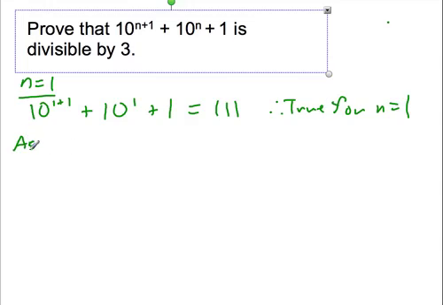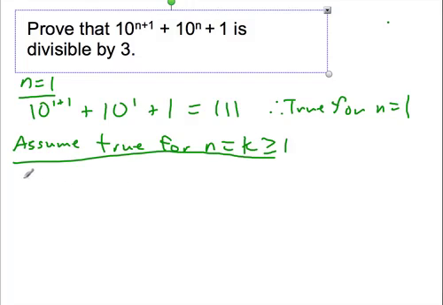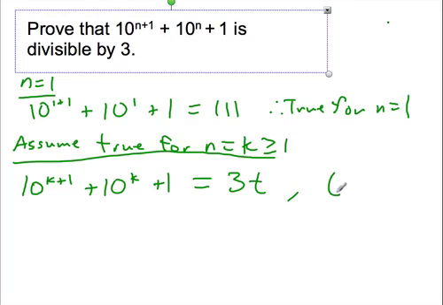Now we're going to assume it's true for n equals k, which is a number greater than or equal to 1. Okay, so that means 10 to the power of k plus 1 plus 10 to the power of k plus 1 is divisible by 3, so we can write that as 3t for some t that is an integer.